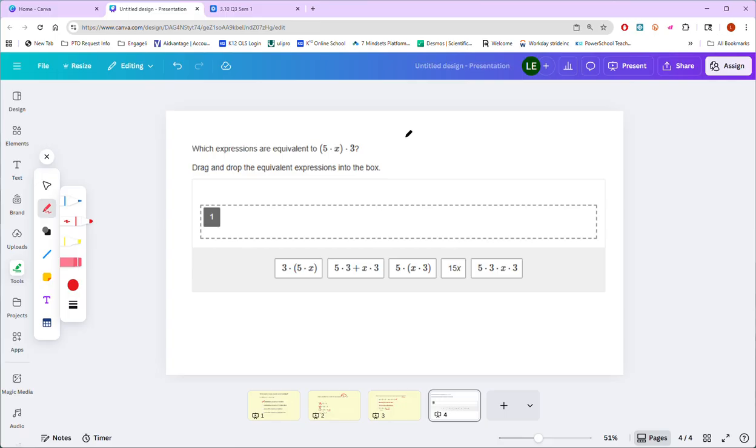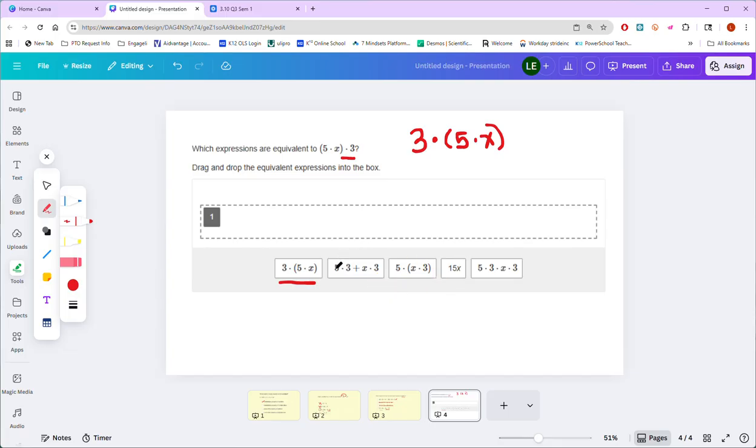Matter of fact, I'm going to change this. We're used to traditionally seeing the number outside the parentheses on the left-hand side. So I'm just going to rewrite this up here. And that is using the commutative property. So I can look at it a little bit differently. And when I do that, 3 times 5 times x, I actually see this exact thing down here.